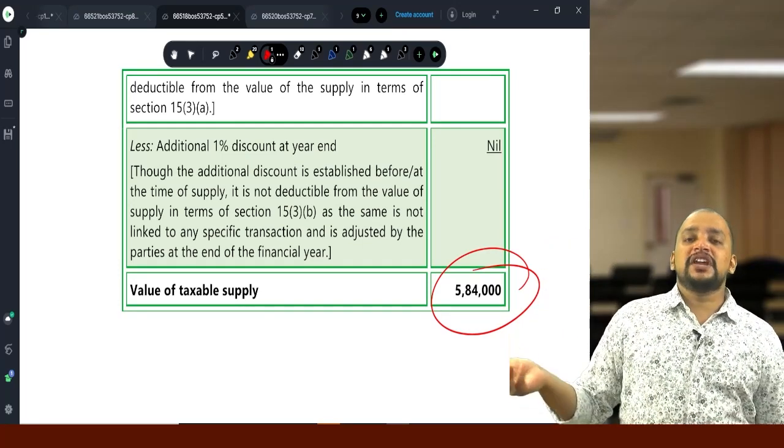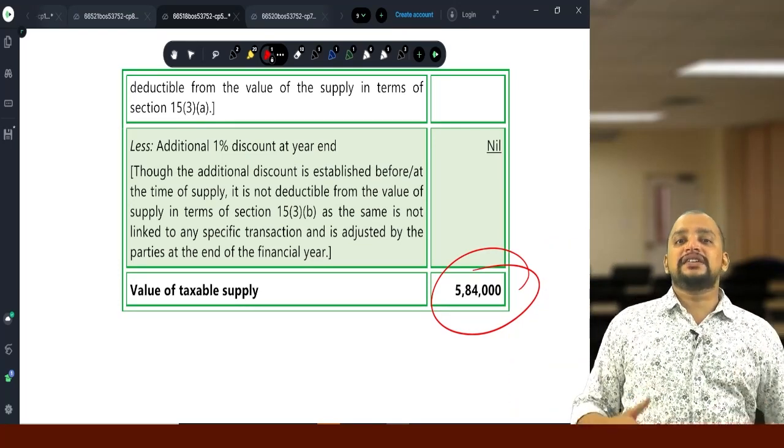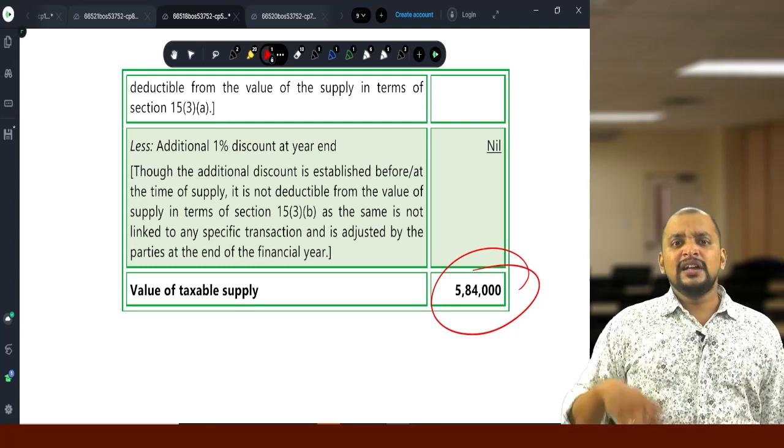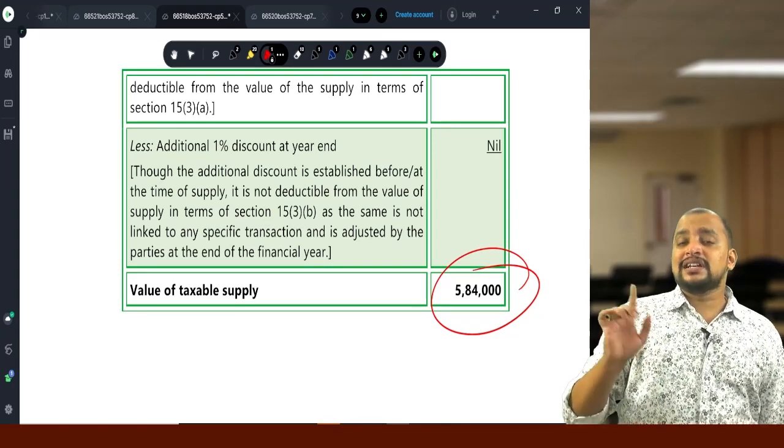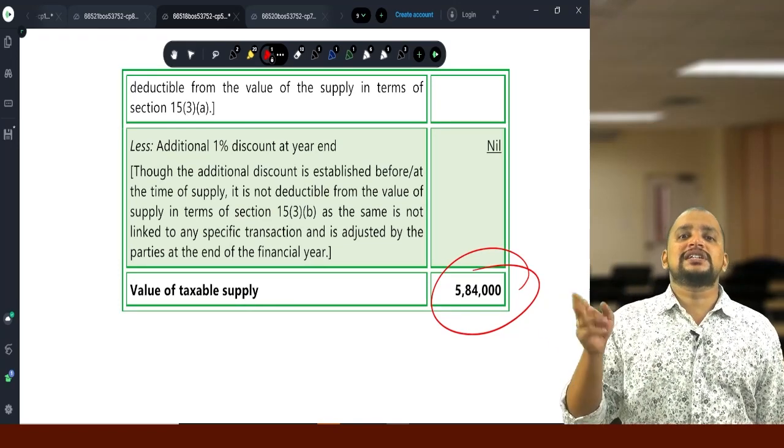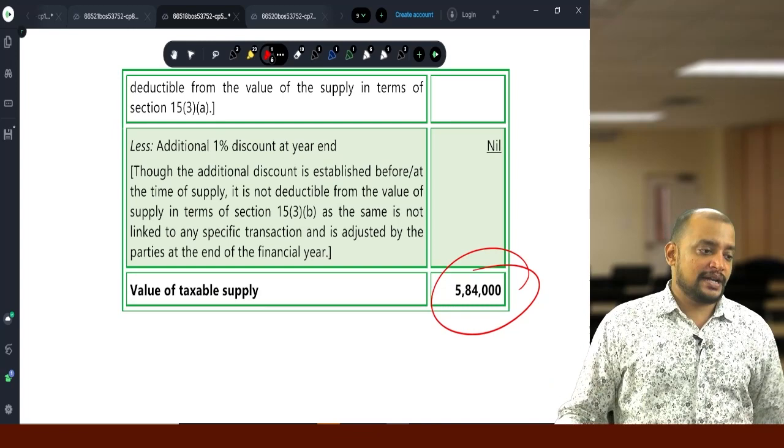Suppose we don't have the information as to the date on which we received the interest, late fee or penalty, in the normal computation itself you can add the interest. But remember, if that interest is inclusive of GST, take out the GST and add the remaining part.